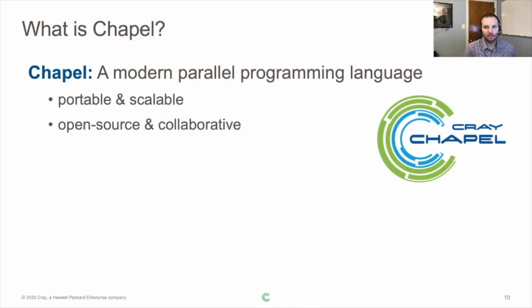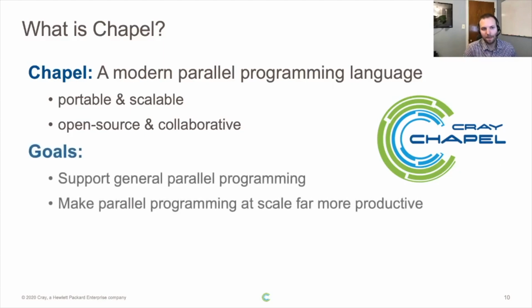So before I continue, I'll say a little bit more about the language Arkouda was written in, Chapel. Chapel is a modern parallel programming language. It's portable and scalable, running on anything from laptops to supercomputers. It's open source and collaborative, developed on the GitHub platform out in the public. And the goals of Chapel are to support general parallel programming and to make parallel programming at scale far more productive. And this is accomplished through making parallelism and locality first-class citizens in the language.